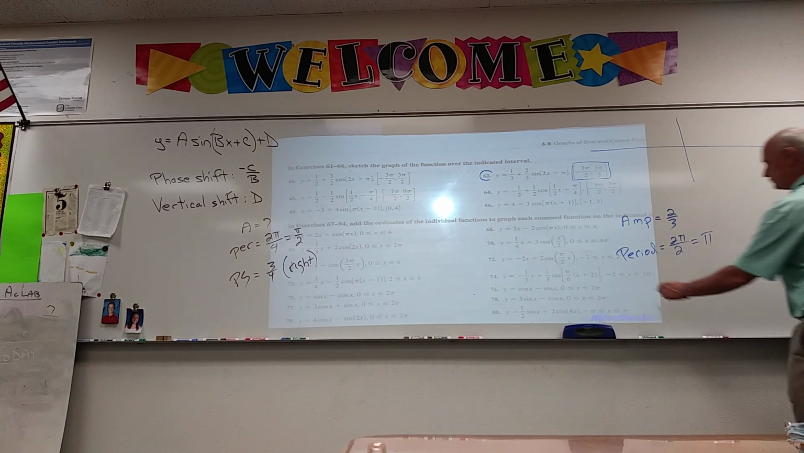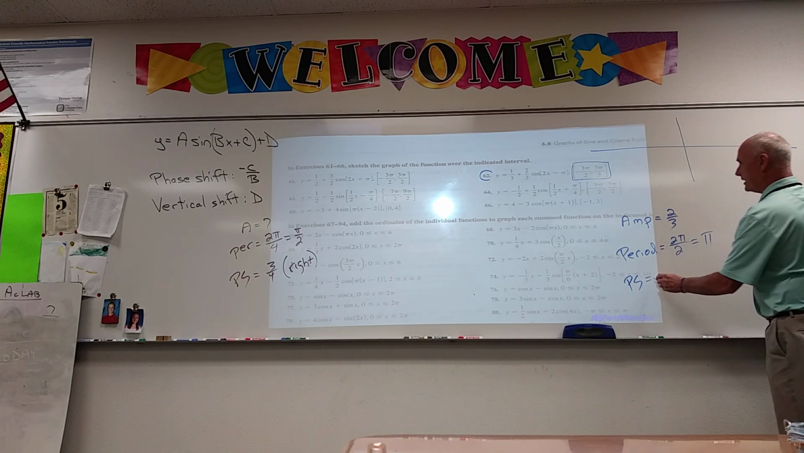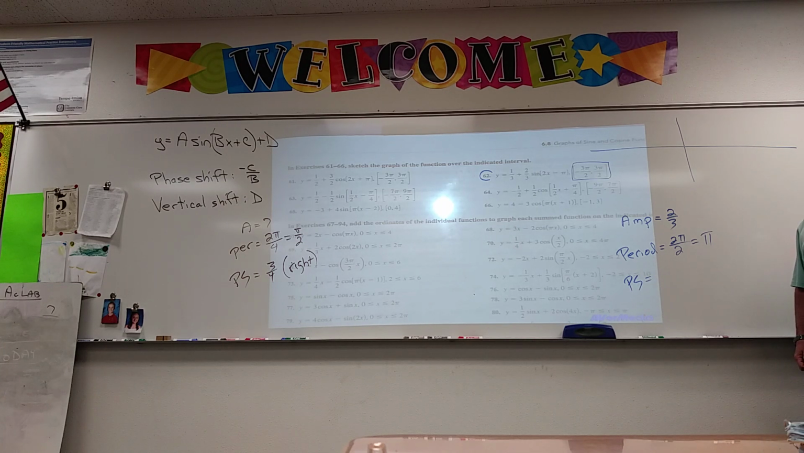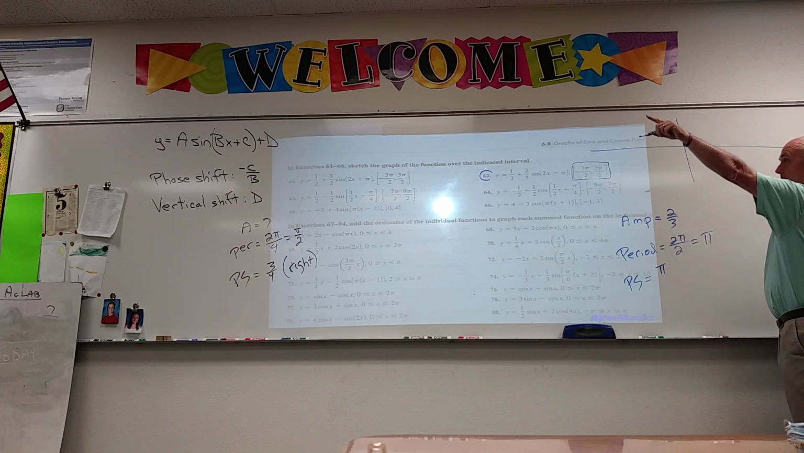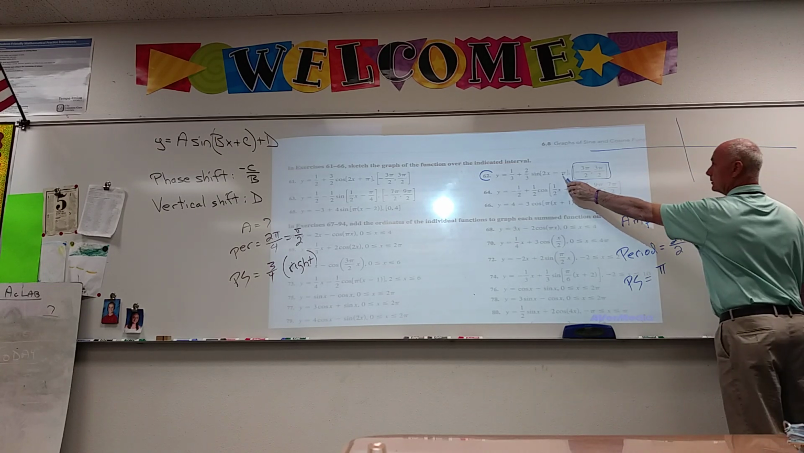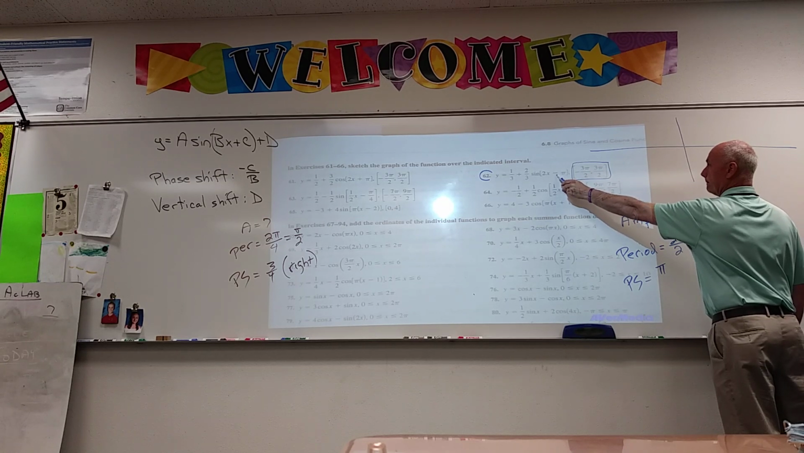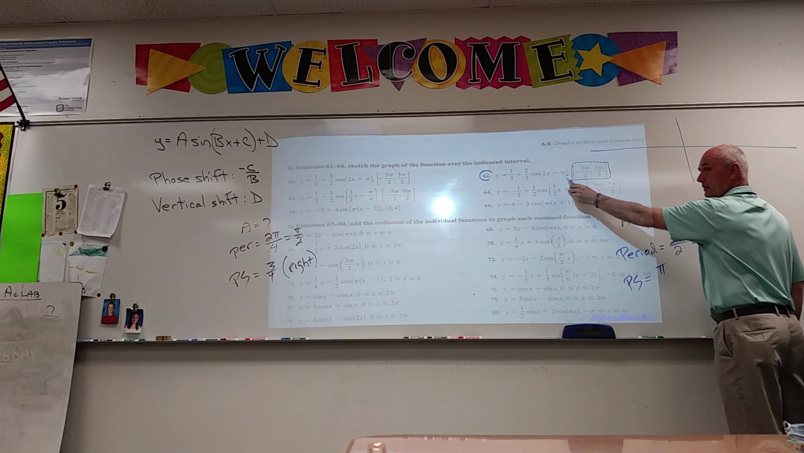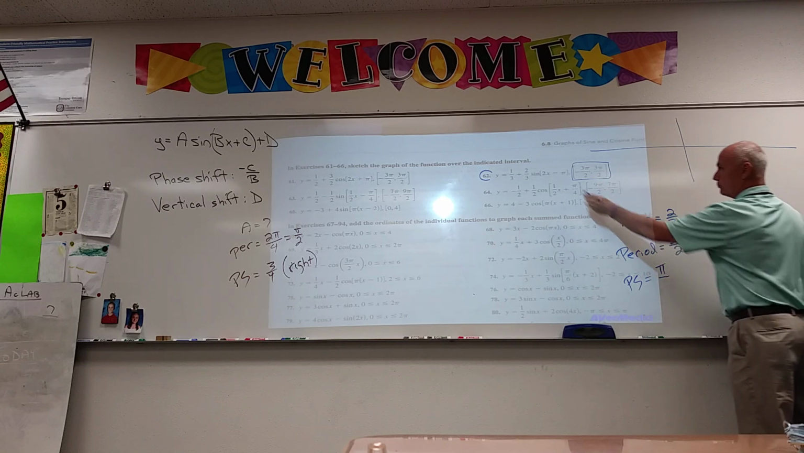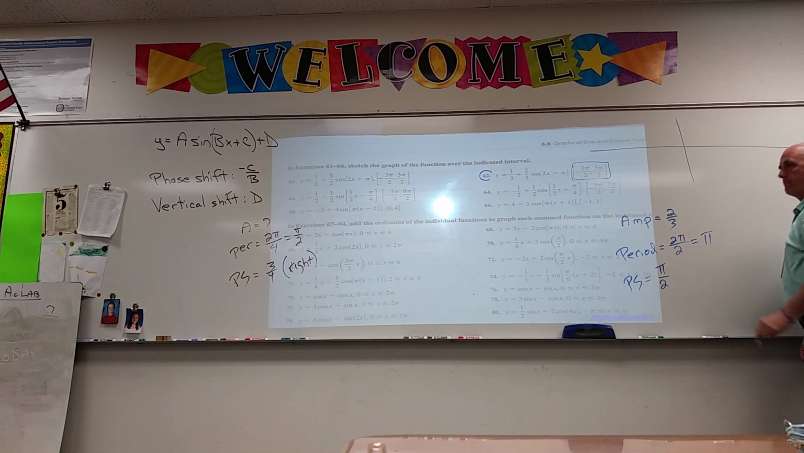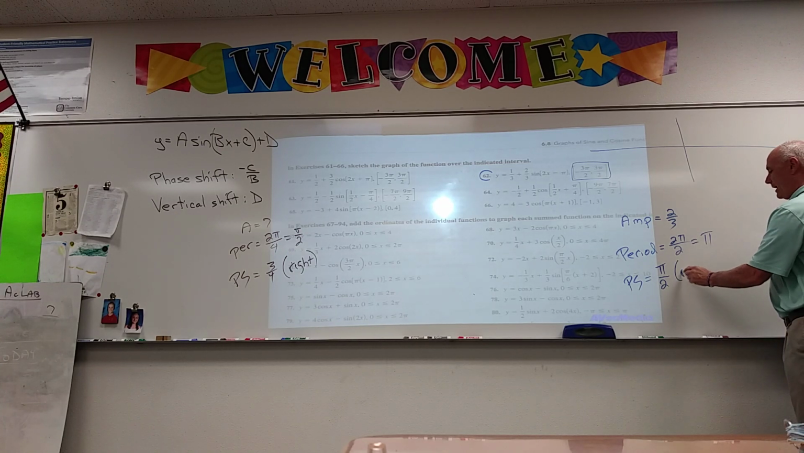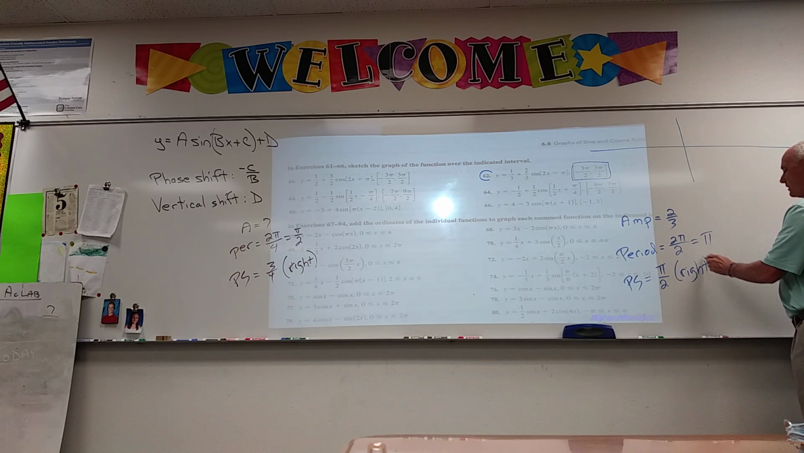Phase shift. Tell me about the phase shift. It's negative c over b. So positive pi over b, which is 2. So there's your phase shift, pi over 2. Which direction is this going to go, by the way? Right. If phase shift is positive, it goes to the right. If phase shift is negative, it goes to the left. Anything else?